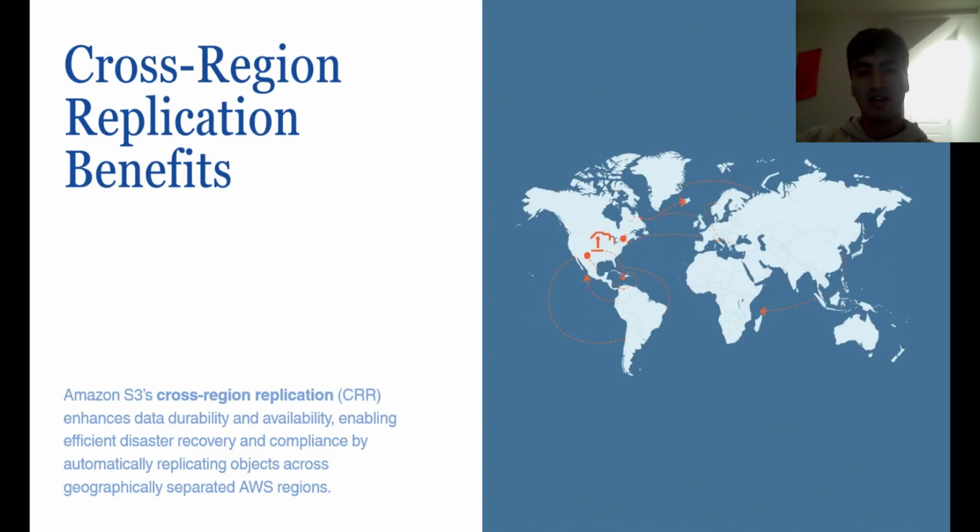Closely related to reliability is replication. Replication automatically copies objects from one bucket to another, either in the same region or in different regions. This improves availability and supports disaster recovery. If one region becomes unavailable, the data still exists in another location, ensuring business continuity.